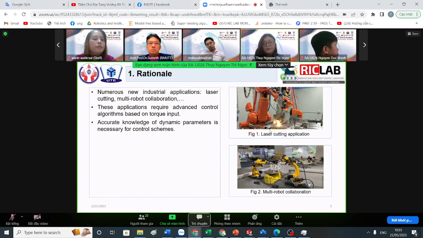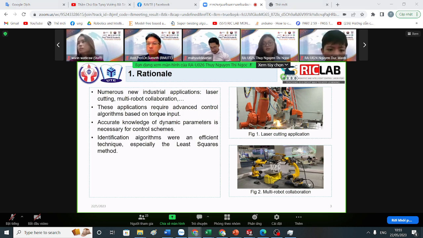There are 3 main methods to estimate dynamic parameters of a system. They are physical experiment, computer-aided design, and identification algorithm. Unlike physical experiments and computer-aided design, which are complicated, dreary, and inaccurate, the identification algorithm was found to be an efficient technique to obtain dynamic parameters. Therein, the LS method is commonly used because of its simplicity and effectiveness.